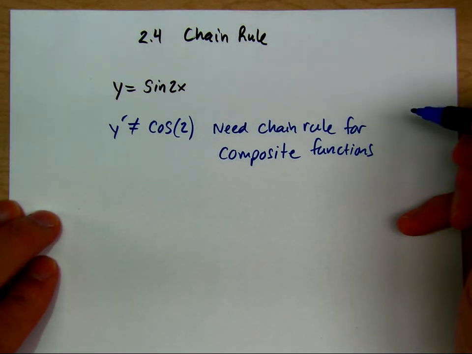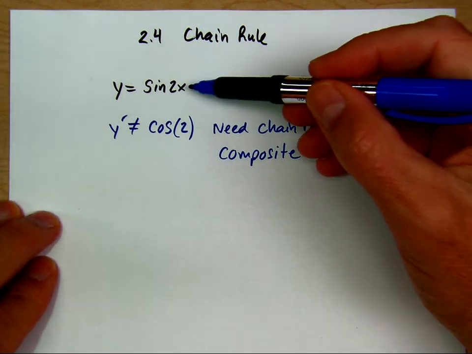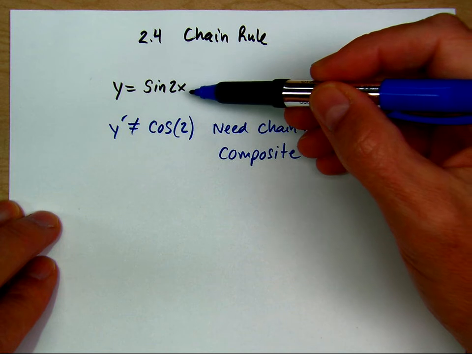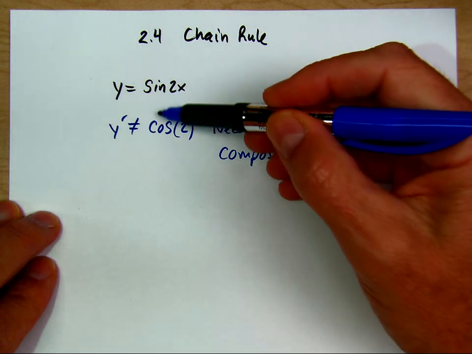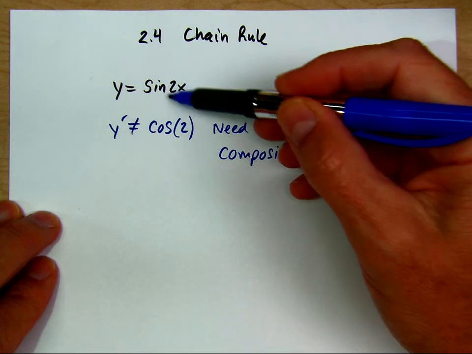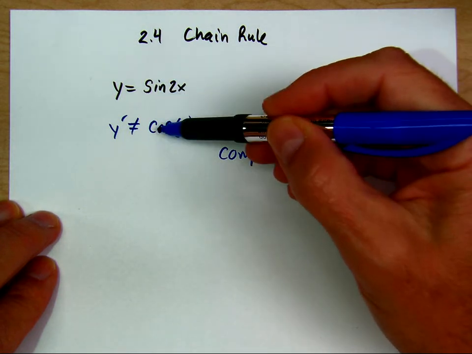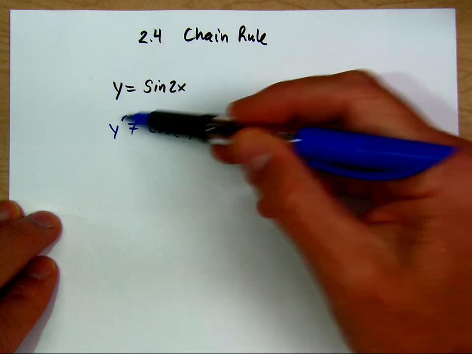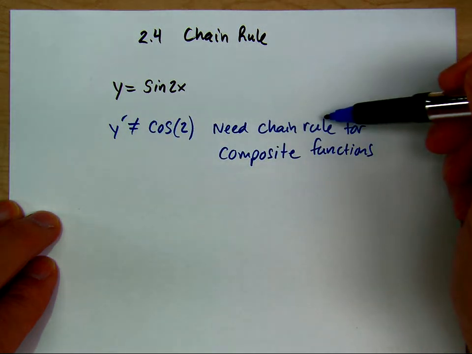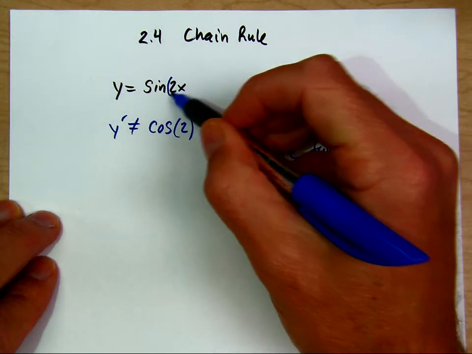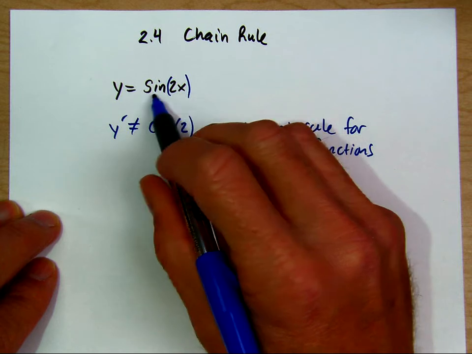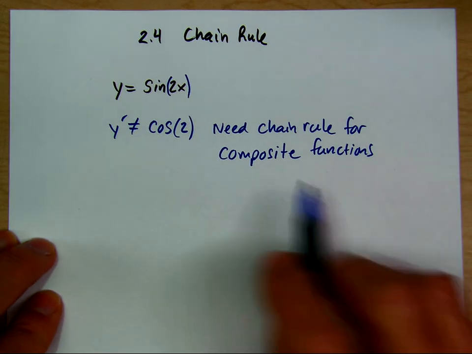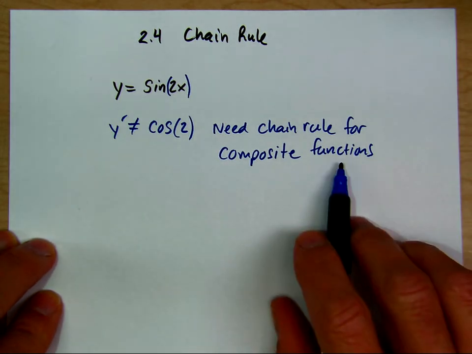Let's review the chain rule. When we see a function like this, we don't want to make this mistake where we just do the derivative of cosine and then the derivative of sine and then the derivative of 2x. So this is not the derivative. We need to use the chain rule when there is an inside function and an outside function. And that's called a composite function.